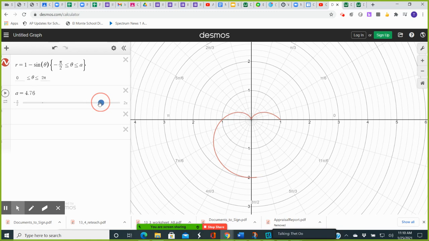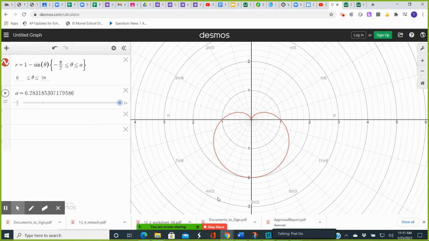And now we get to 3 pi over 2. The sine of 3 pi over 2 is negative 1. 1 minus negative 1 is 2. So you have this point on the polar curve with polar coordinates r theta, where r is 2 and theta is 3 pi over 2. And here you keep going until you get to theta is equal to 2 pi. So this is what we have.